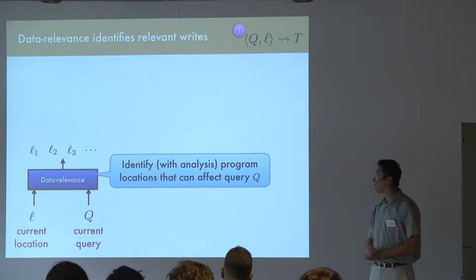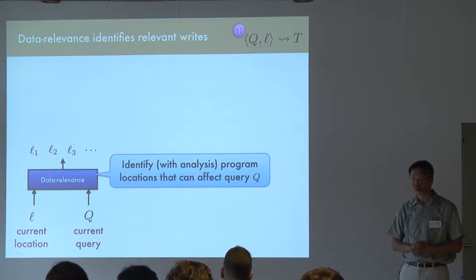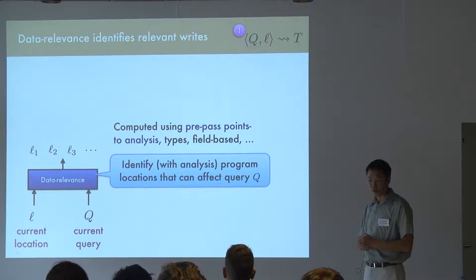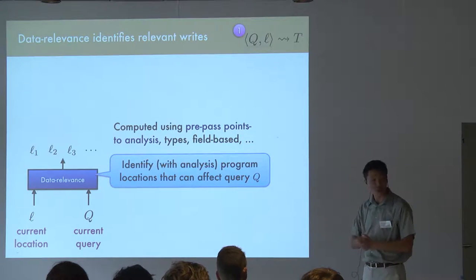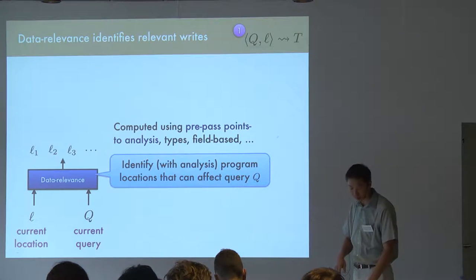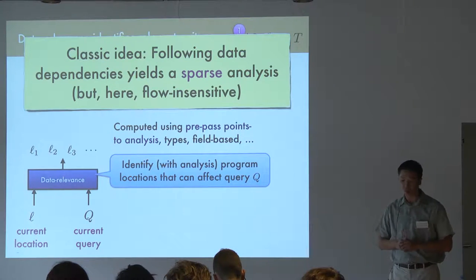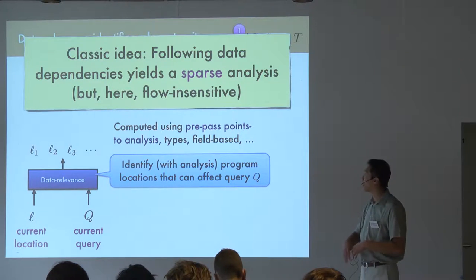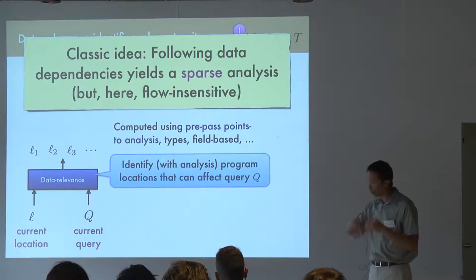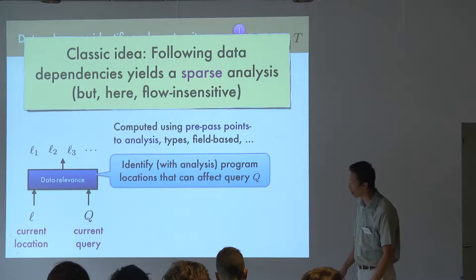Maybe based on data relevance, you identify a whole bunch of locations in your program that could affect the current query queue. And this could be computed using many different things. We use a pre-pass points-to analysis, but you could consider something coarser with types or fields or something. This first step is a classic idea: by following data dependencies instead of control flow, you get a sparse analysis. But if we just stopped here, it would be a flow-insensitive analysis, and that wouldn't be sufficient for what we care about.